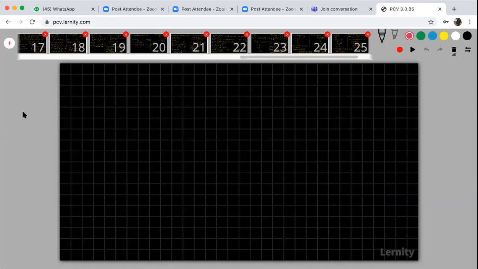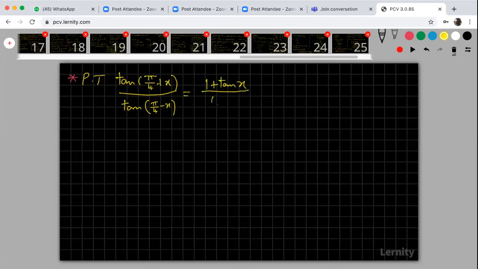Okay, so now look at the next problem. Prove that tan of pi by 4 plus x divided by tan of pi by 4 minus x is equal to 1 plus tan x by 1 minus tan x, the whole square.